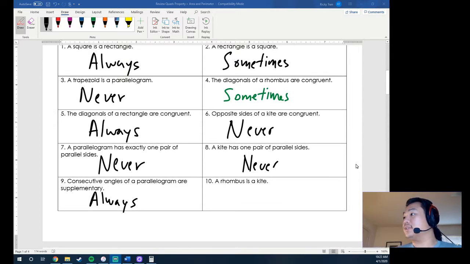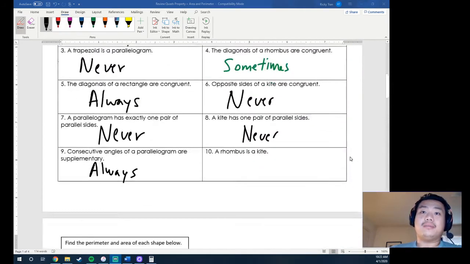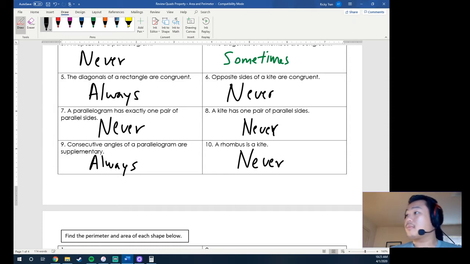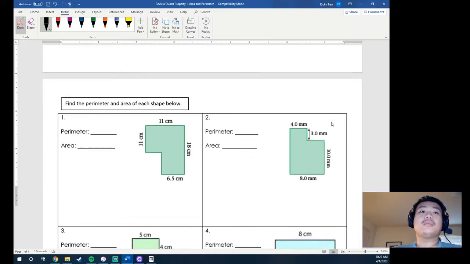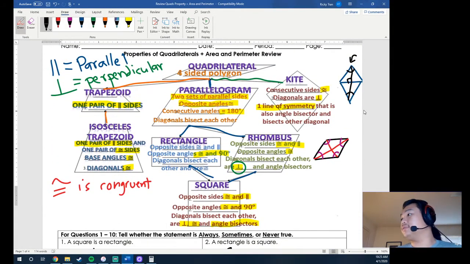A rhombus is a kite. A kite can't be a rhombus. That's side to side. So no, rhombus will never be a kite. 10 is never. All right. That is properties of quadrilaterals.